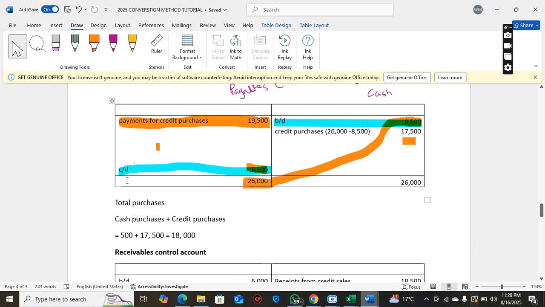So we can now get our total purchases. We have our cash purchases of 500 kwacha plus the credit purchases of 17,500. So our total purchases is 18,000 kwacha. Any questions?